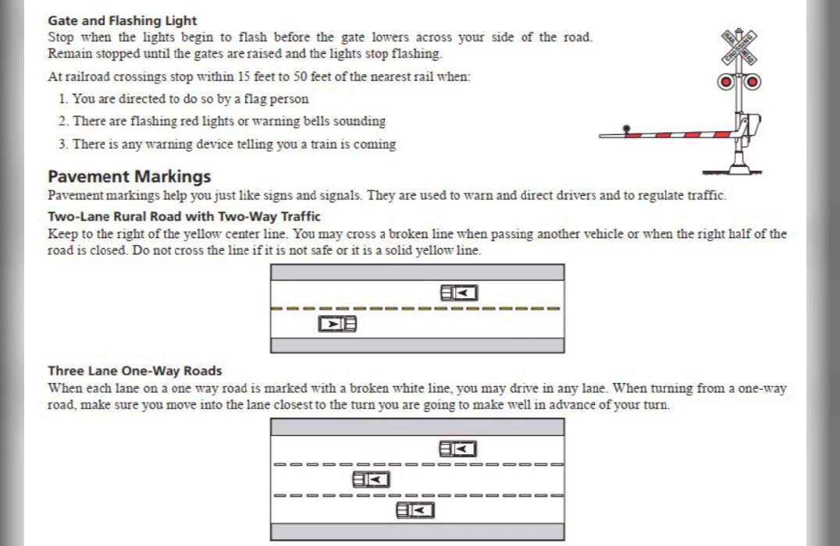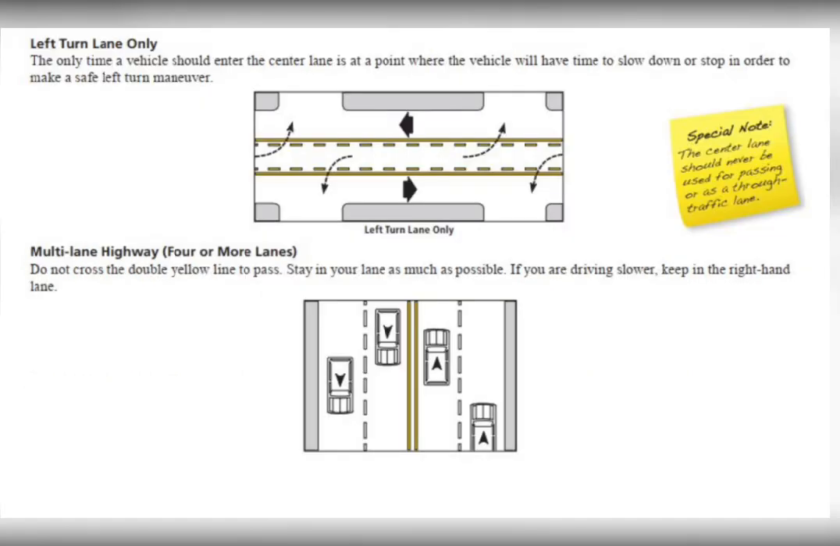Three-lane one-way roads. When each lane on a one-way road is marked with a broken white line, you may drive in any lane. When turning from a one-way road, make sure you move into the lane closest to the turn you are going to make well in advance of your turn. Left turn lane only. The only time a vehicle should enter the center lane is at a point where the vehicle will have time to slow down or stop in order to make a safe left turn maneuver.